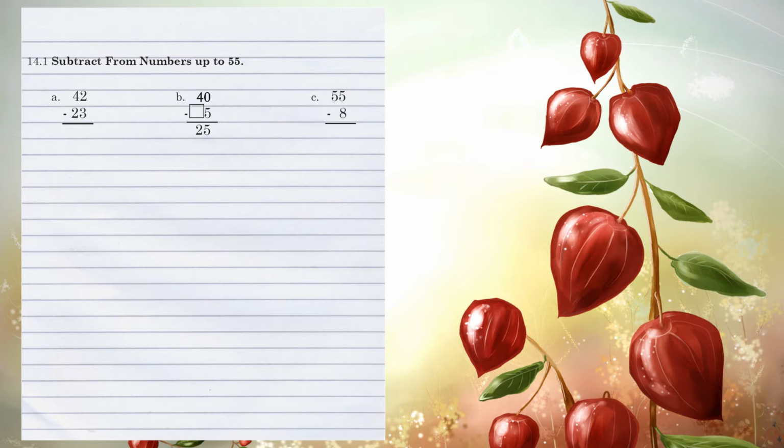Starting with the ones column, you cannot subtract 3 from 2. So we're going to come over here to the tens column and borrow from that 4. We're going to make it a 3 because we only need to borrow 1 ten. We take that 1 ten and add it to the 2 to make 12. Now we can subtract: 12 minus 3 is 9, and in our tens column, 3 minus 2 is 1, for an answer of 19. Let's look at example B.